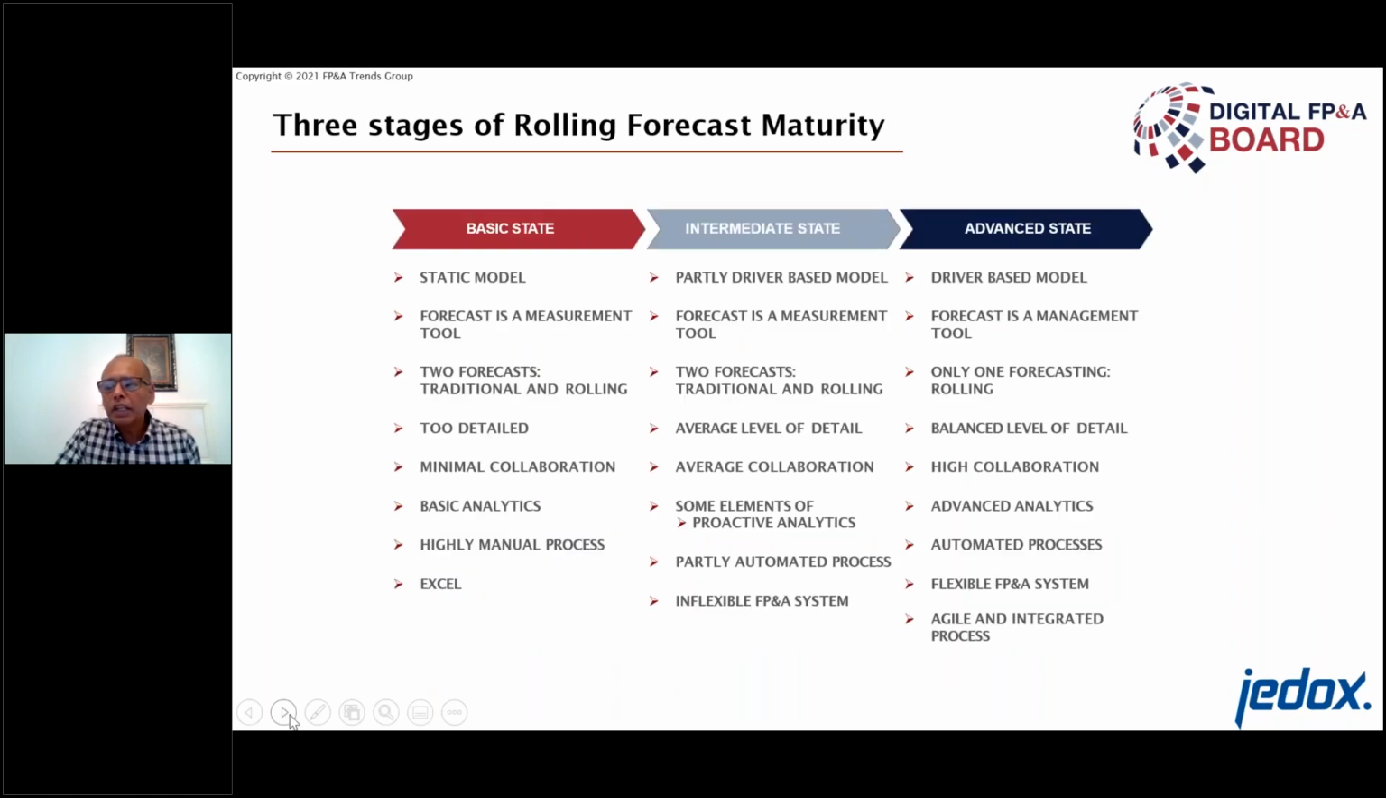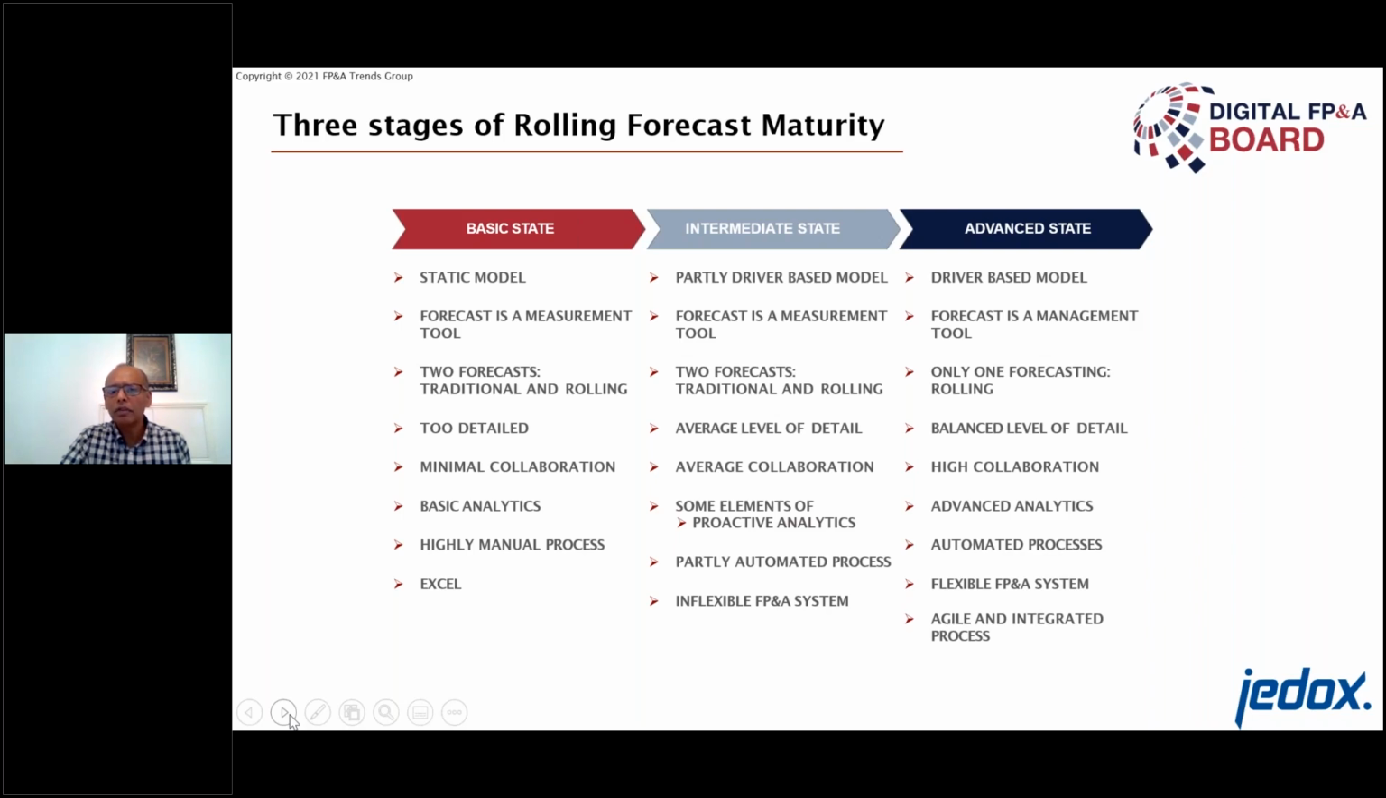I would like to quickly share with you the 3 stages of the rolling forecast maturity model, which the FP&A board over the years have come up with, polished, and improved, and it keeps improving. I won't have time to individually go through each stage, but as you can see, there is the basic stage, the intermediate stage, and the advanced stage. Much more, I would like to highlight here what the top companies are doing in terms of rolling forecasts.